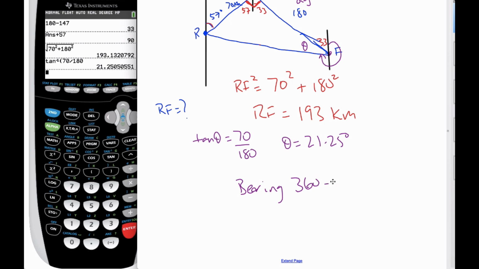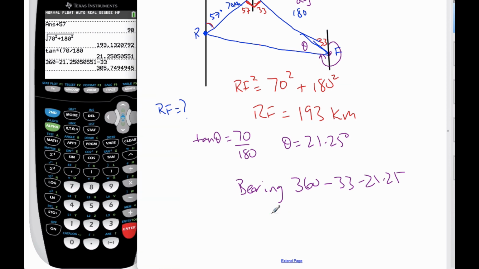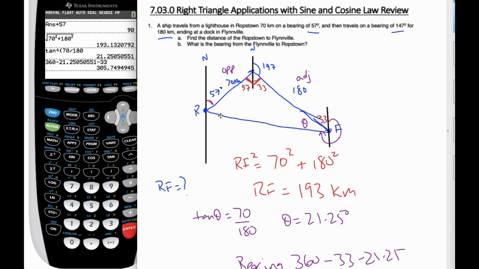And so if I want to find the bearing, it's going to be 360 minus 33 minus 21.25. So 360 minus this answer minus 33 gives me a bearing of 306 degrees to 3 significant figures. Okay, so we've used the Pythagorean theorem, we've used basic right triangle trig, and we've reviewed bearings.